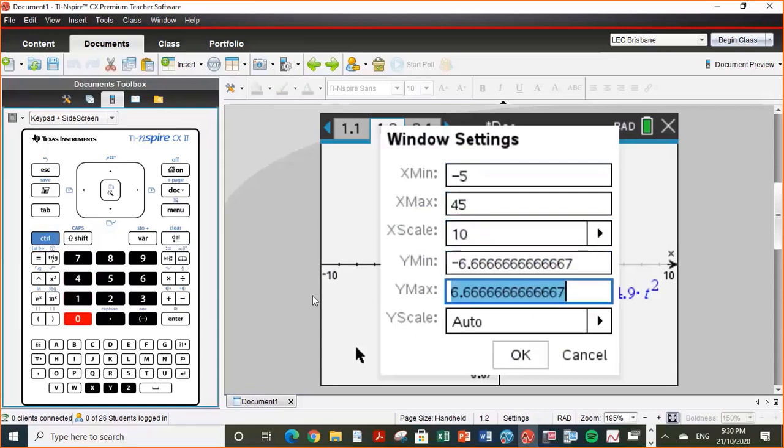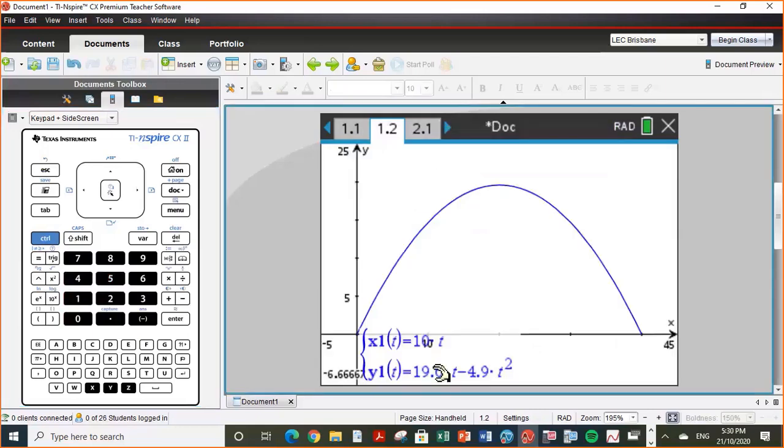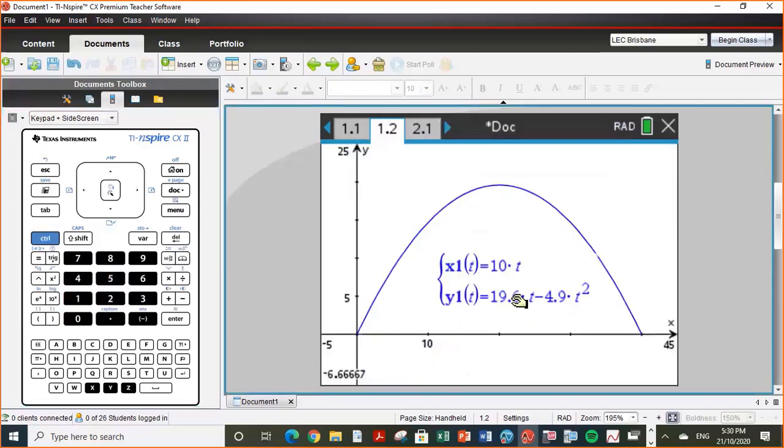Now we've already worked out the maximum height is 19.6, so we've got good knowledge there. Our y max could be something like 25. Then we can tab all the way to OK and press enter. And what we see there is the path of the particle. So it's a parabola, as we were discussing.